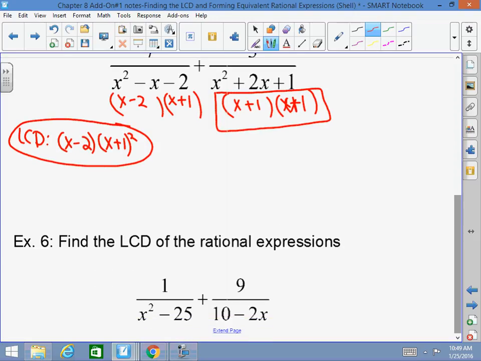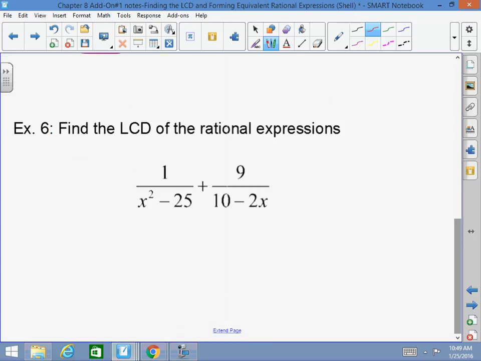Find the LCD here. Okay. First things first. What happens here? Very good. You got to factor out a negative here. So let's rewrite here. This is 1 over x squared minus 25. But I'm going to factor out a negative first. So this becomes a negative 9 up here. And then this becomes a 2x minus 10.